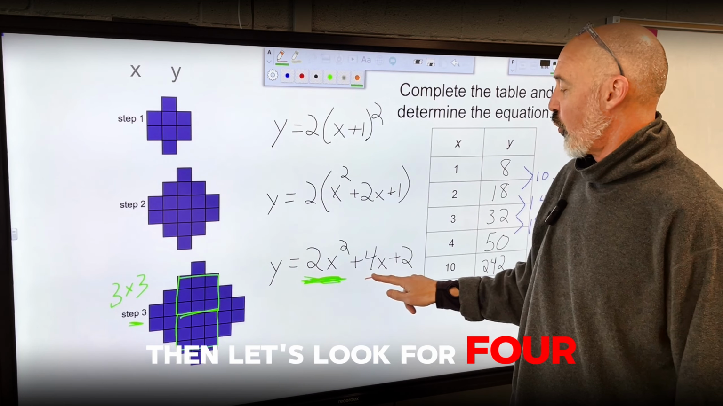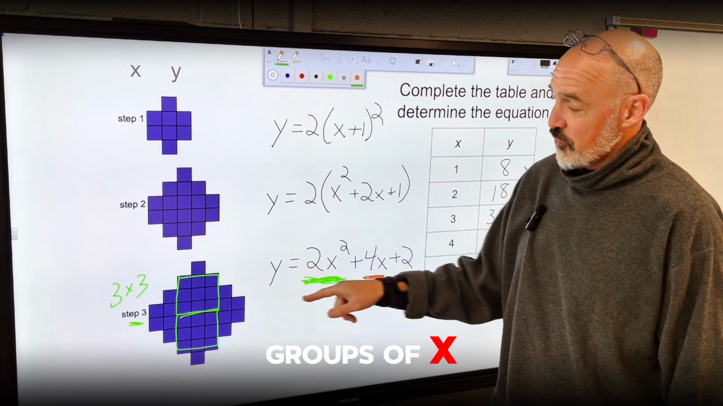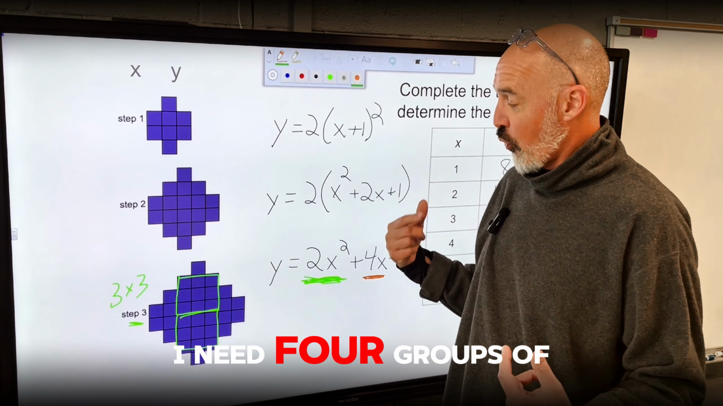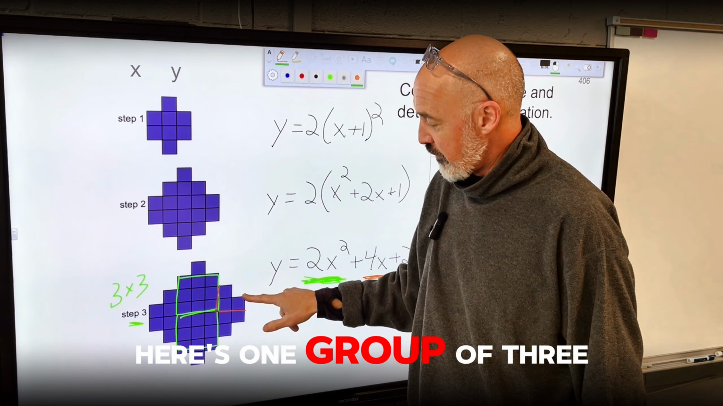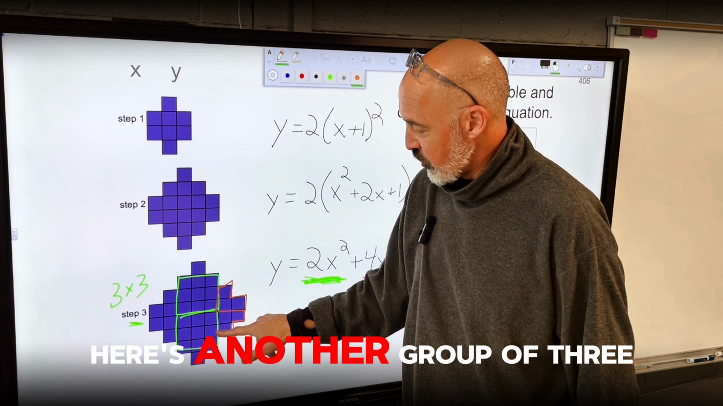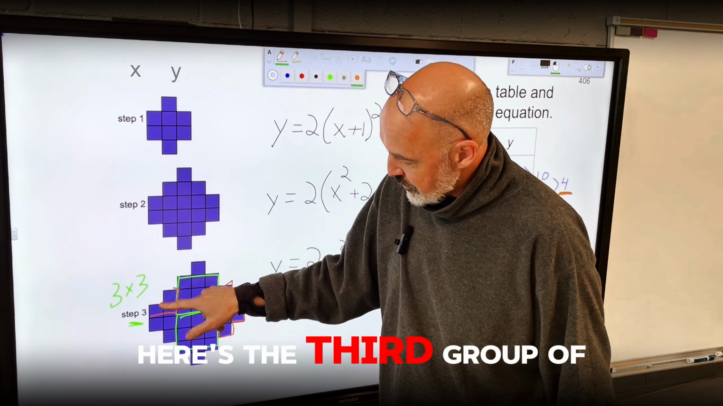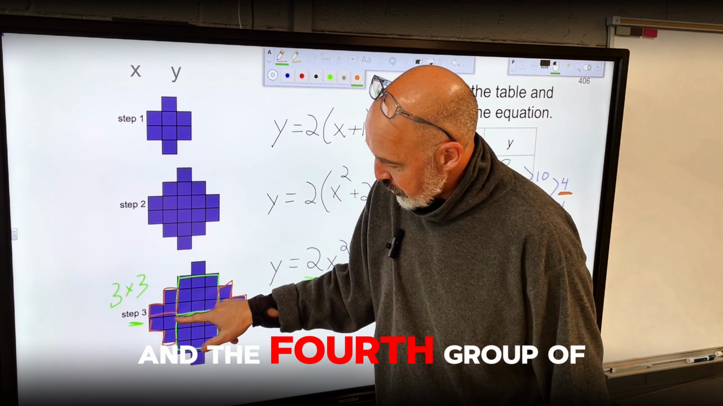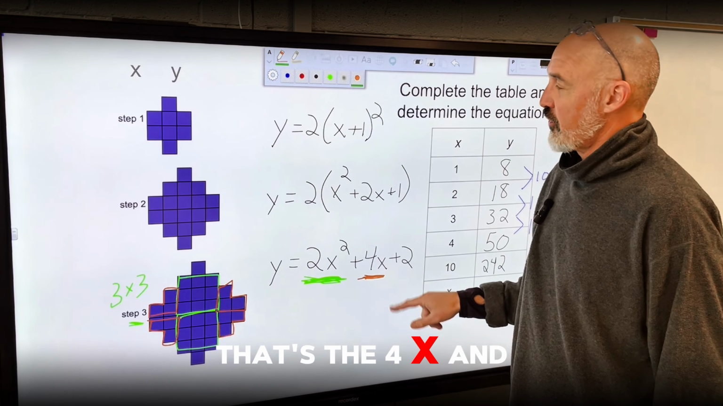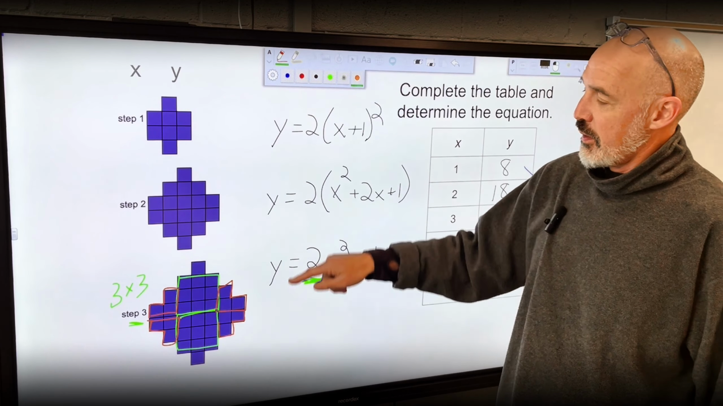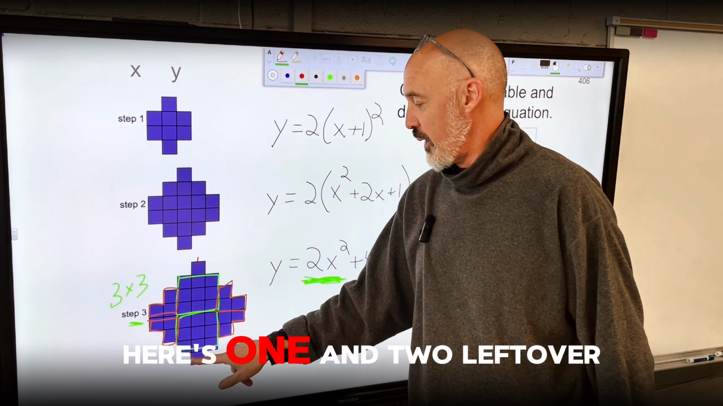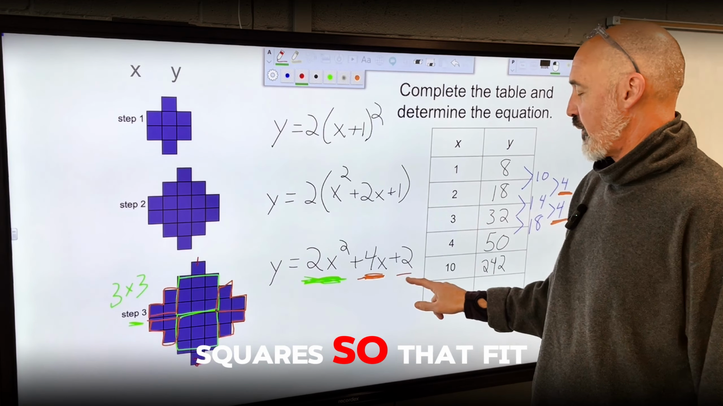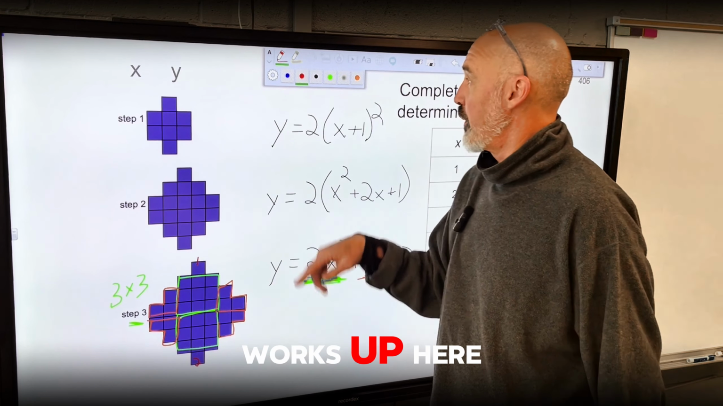Then let's look for 4 groups of x, which in this case is 3. I need 4 groups of 3. Here's one group of 3. Here's another group of 3. Here's a third group of 3. And a fourth group of 3. That's the 4x. And then plus 2. I can see that here's 1 and 2 leftover squares. So that fits. But let's see if it also works up here.